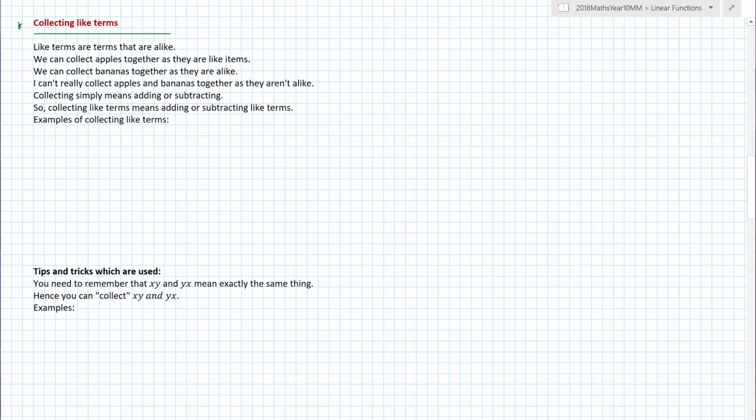Collecting like terms is actually strangely exactly as the English says. Like terms are terms that are alike. Now we already know a term is something like 3a and 4a and 6b and 9b and 7xy and 12xy and 14x squared y and 17, I don't know, xy squared. Ooh, spot the odd pair. But the point of these is that there are 3 pairs that are like terms, and then obviously 1 pair that isn't.